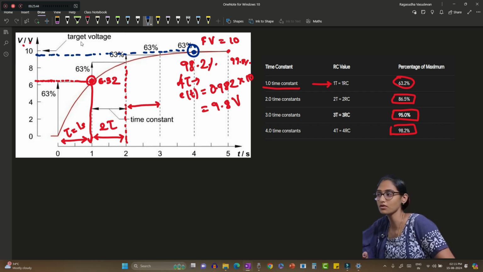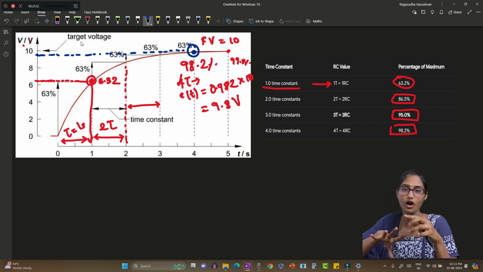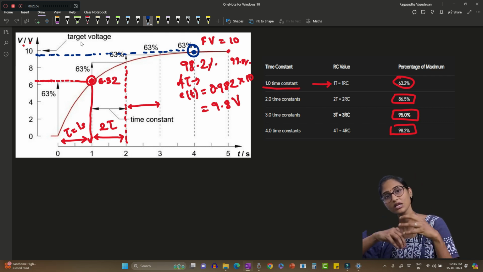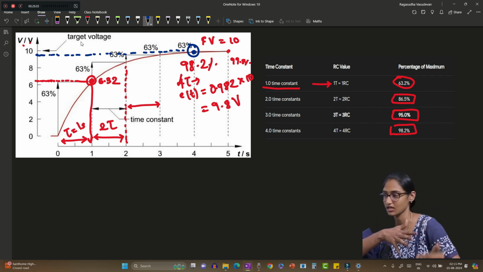Okay, so this is the meaning of a time constant. When you know the time constant, you can know how quickly the system will settle and what the response will be at that particular time constant. Time constant is nothing but time. Its unit is second.